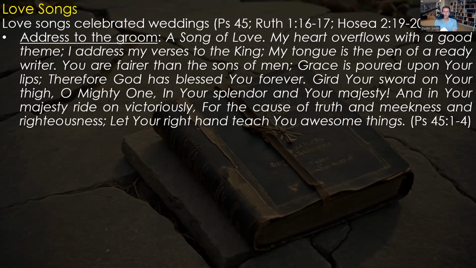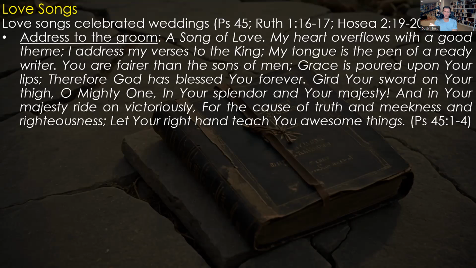My tongue is the pen of a ready writer. You, O king, are fairer than the sons of men. Grace is poured out upon your lips. Therefore, God has blessed you forever. Okay, notice this king obviously is not the true God.